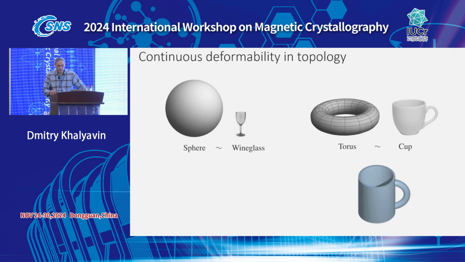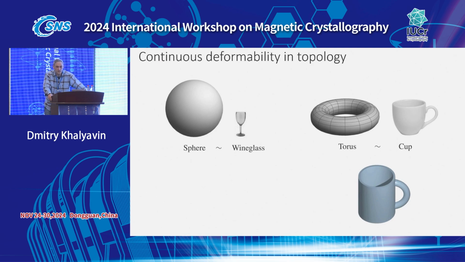Animation doesn't work. Perhaps you have seen that. So they can be transformed one to another with continuous deformation. But objects from the left and from the right, like sphere and torus, for instance, are topologically different, because a torus has a hole while a sphere doesn't.